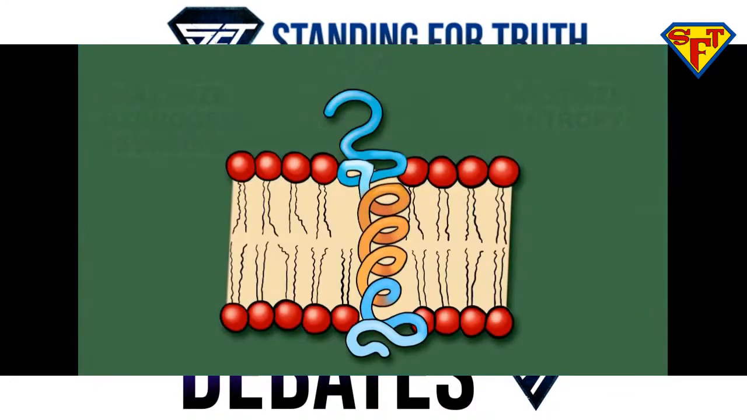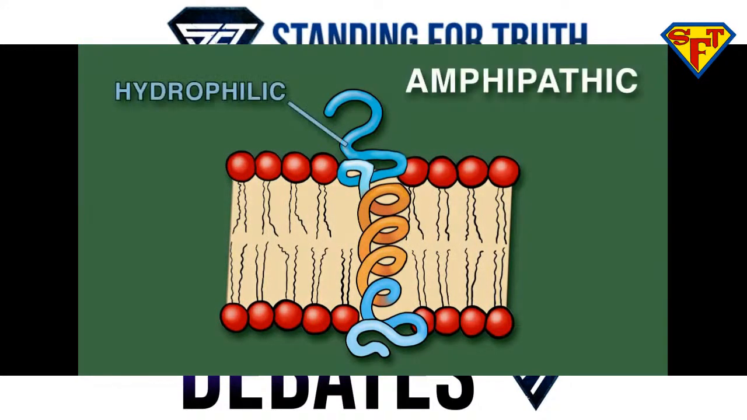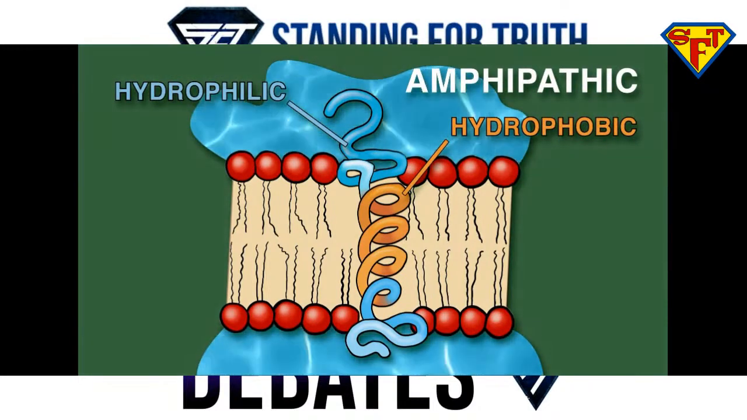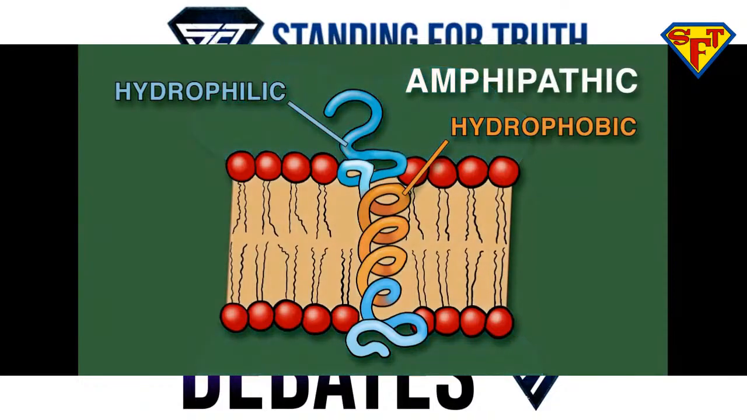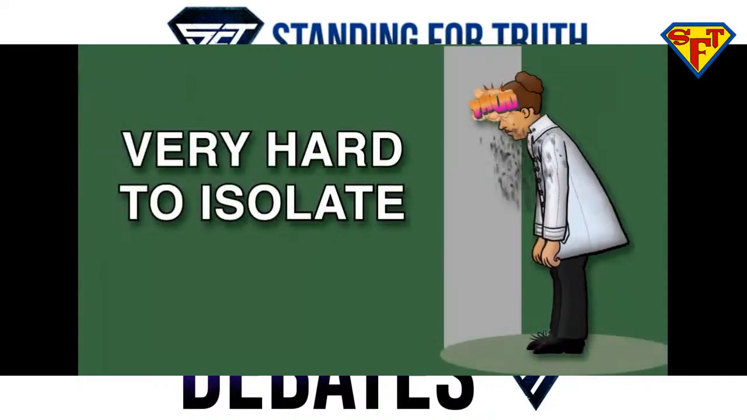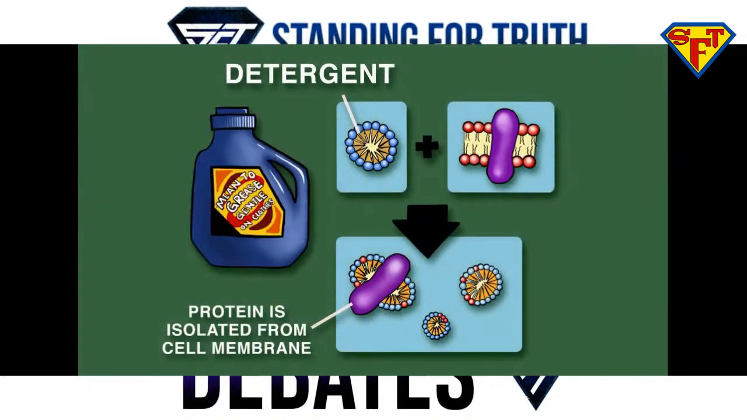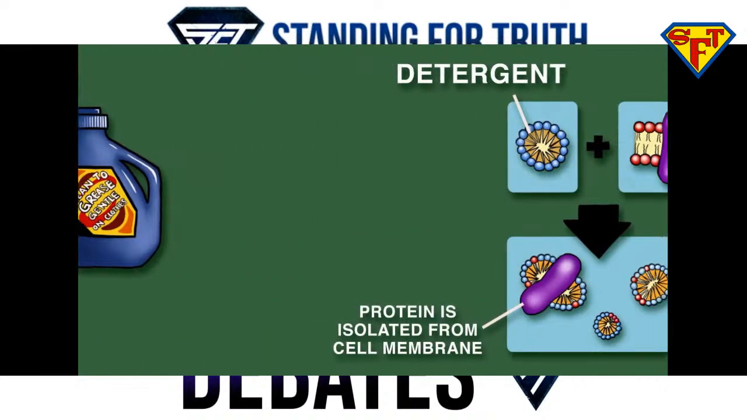This is also why transmembrane proteins are amphipathic, which means that they have regions which are hydrophilic and regions which are hydrophobic. The hydrophilic regions are exposed to water on either side of the membrane, while the hydrophobic bits are happily interacting with the hydrophobic tails of lipid molecules in the interior of the bilayer. As a result, transmembrane proteins are stuck permanently in the cell membrane and are very hard to isolate. To get them out, you need to add detergent, which is amphipathic and will disrupt the lipid bilayer.